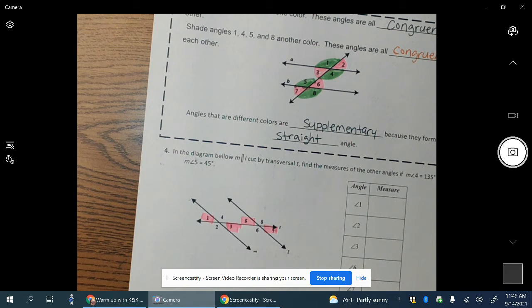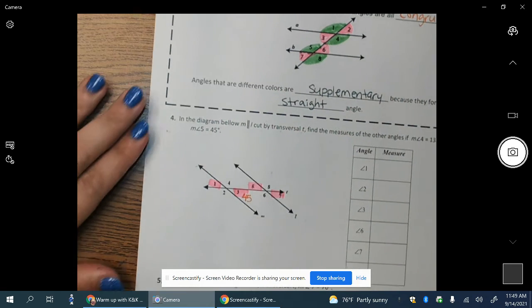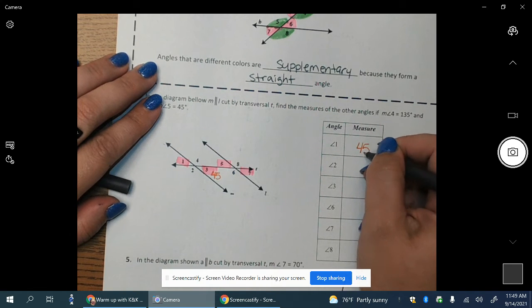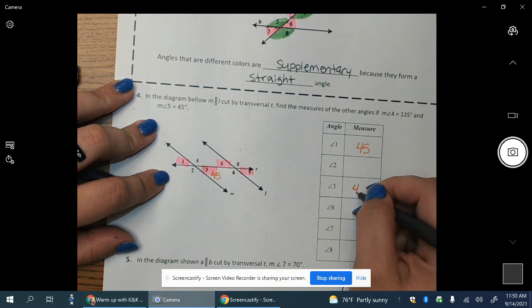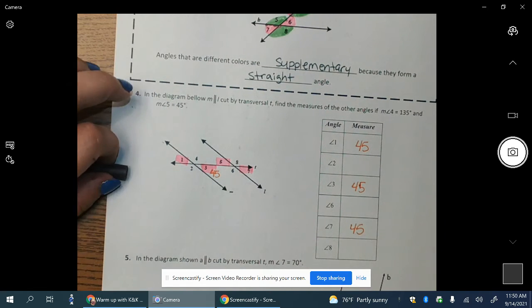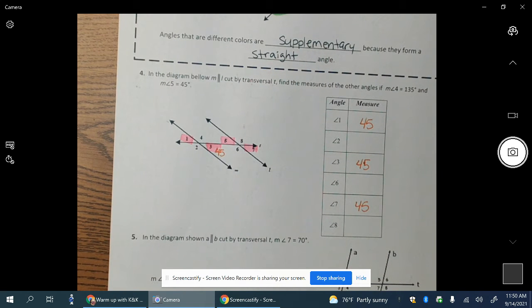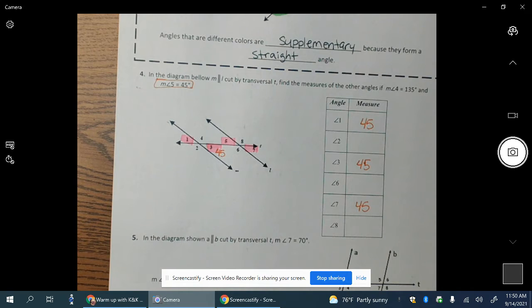So if it tells me angle 5 is 45 degrees, what else is also 45 degrees? 1, 5, and 7. Good. And if you're asking, is it really this easy? Yes. Okay? 1, 3, 5, and 7. Those are congruent. That's how I know they're the same number. I know this time I got 45 because the problem tells me 45.